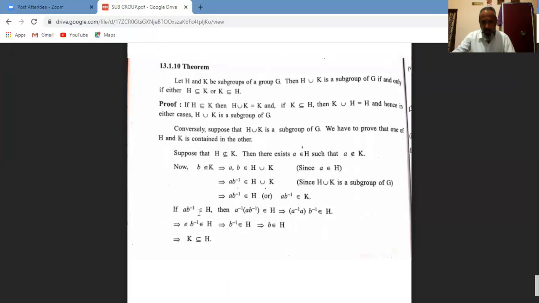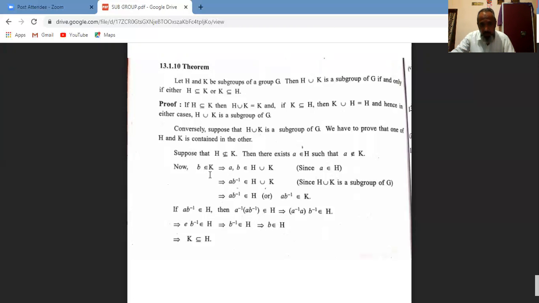Suppose A into B inverse belongs to H. Then multiplying with A inverse, because A inverse belongs to H, A inverse into A B inverse belongs to H. By associative property, A inverse into A into B inverse belongs to H. This A inverse into A is E, E into B inverse belongs to H. E into B inverse is B inverse, so B inverse belongs to H. B inverse belongs to H means B belongs to H. We are getting here B belongs to H.